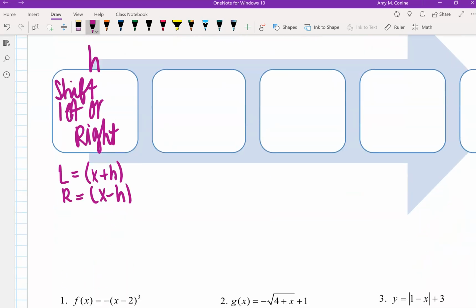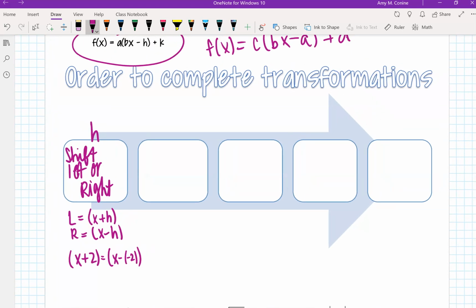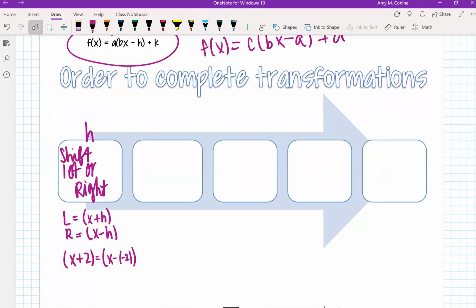Because what's happening is if you have a shift left, let's say it's x plus 2, this is really x minus a negative 2 because the general form starts with a negative. So that's why you're shifting left on the x-axis when you have something like that. So it's the opposite of what you want to do. If it's minus, you're going to go right. If it's positive, you're going to go left. Okay, if it's plus.